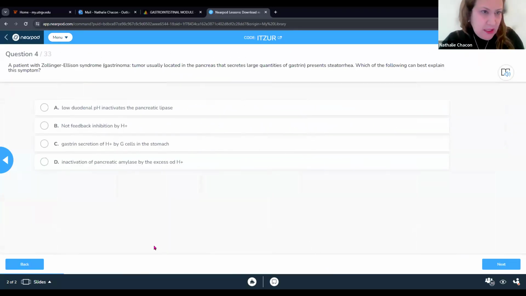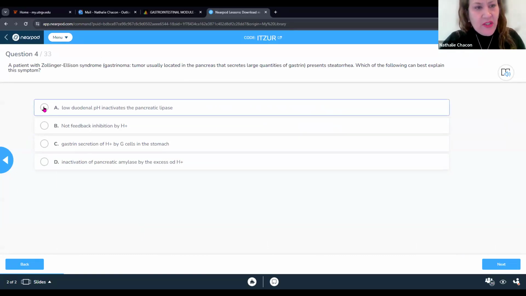Let's go on. And this is a syndrome that we're going to talk about, a gastrinoma. It's a tumor. It's a tumor outside the GI tube, but it's located in a GI organ, a pancreas, usually. And it does a lot of things. We're going to talk about that. So don't worry if you did not select the correct one. The correct one here is that this tumor will lower duodenal pH.